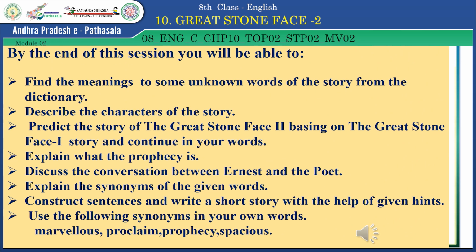By the end of this session, you will be able to find the meanings to some unknown words of the story from the dictionary. Describe the characters of the story. Predict the story of The Great Stone Face 2 basing on The Great Stone Face 1 story and continue in your words. Explain what the prophecy is. Discuss the conversation between Ernest and the poet. Explain the synonyms of the given words. Construct sentences and write a short story with the help of given hints. Use the following synonyms in your own words: marvelous, proclaim, prophecy, spacious. Dear children, before entering the story, let us have a quick look at the previous story, that is The Great Stone Face 1.